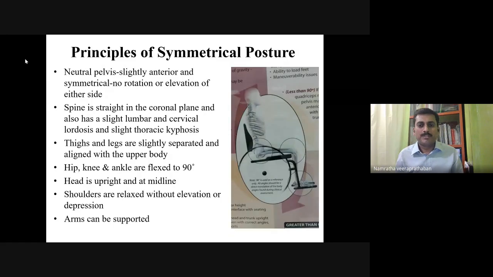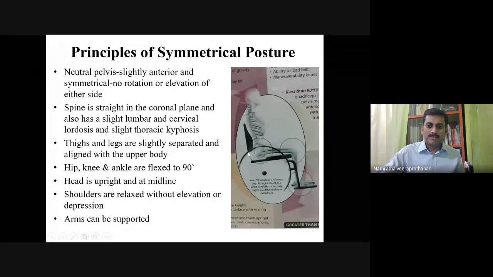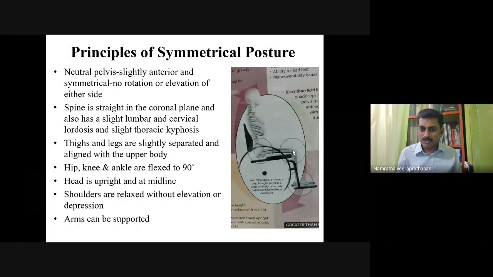Here comes the picture for the symmetry. If you look, the pelvic is aligned symmetrically, the spine is aligned symmetrically, and it is a 90, 90, 90 posture. The hip flexion is 90, knee flexion is 90, ankle flexion is 90, the head is in the midline, and the arms can be supported. Okay, so this is the exact picture for the symmetrical posture.